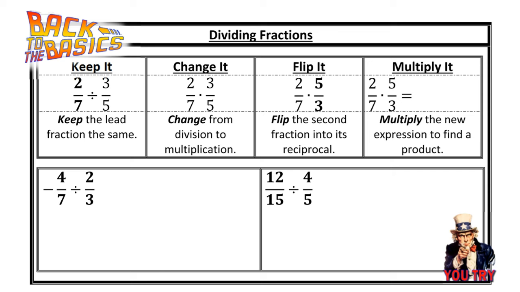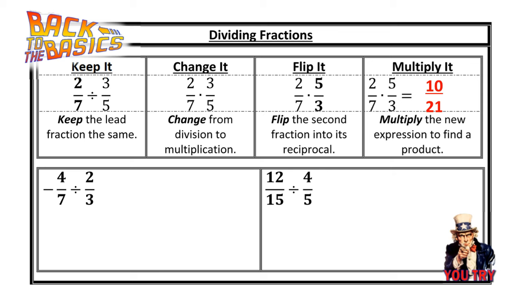Keep it. We keep the lead fraction the same. So if we have 2/7 divided by 3/5, 2/7 is going to remain the same. I change it. I change from division to multiplication. And then I flip it. I'm going to flip the second fraction or take its reciprocal. So I'm going to invert it and flip it upside down. Now I just multiply. 2 times 5 is 10, 7 times 3 is 21, and that's already simplified.